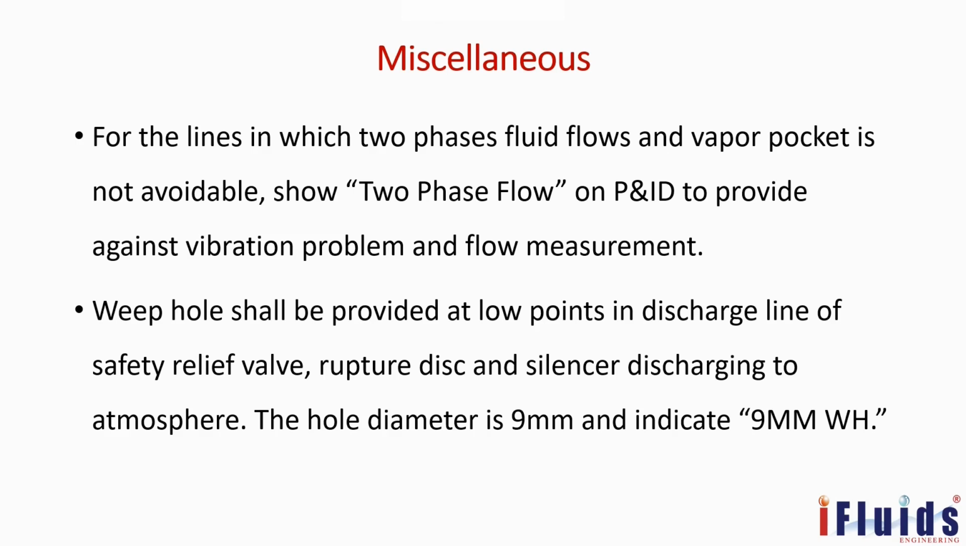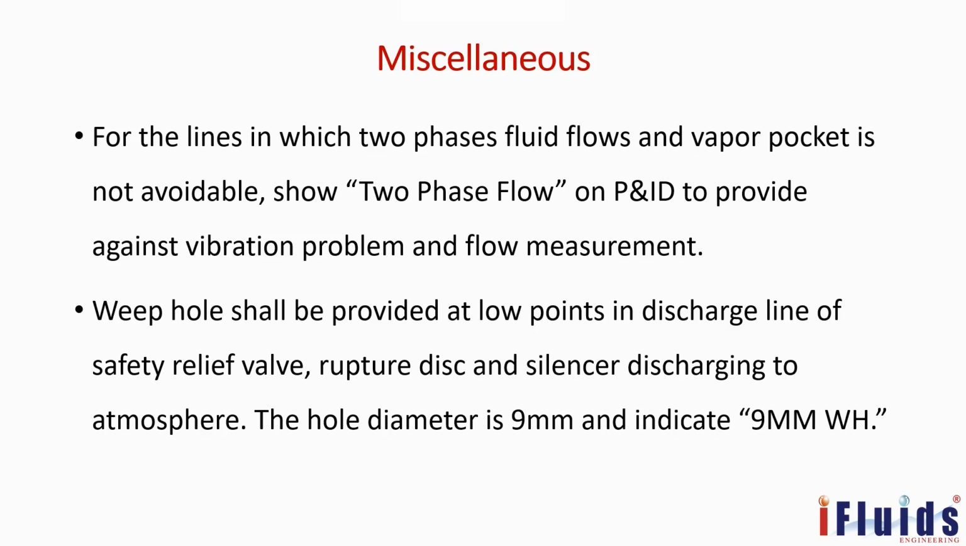For the lines in which two-phase fluid flows and vapor pockets are not avoidable, show two-phase flow on the P&ID to provide against vibration problems and for flow measurement. When there are two-phase fluids flowing in a line and the vapor is not avoidable, then you have to show two-phase flow. That note you have to put on the line.